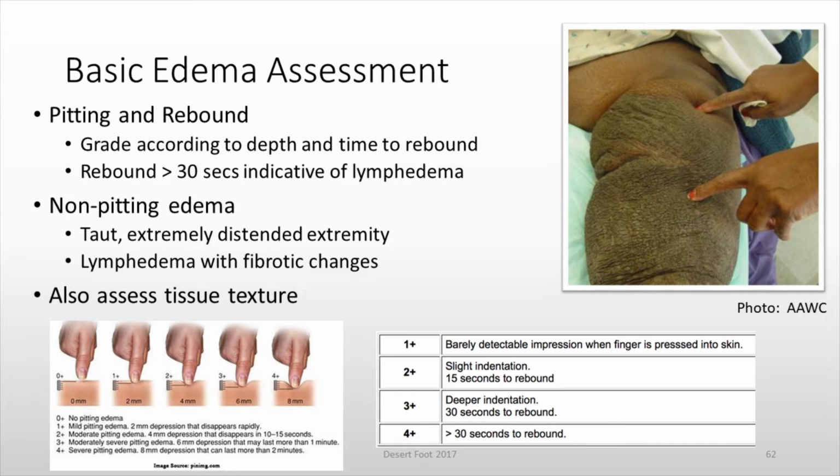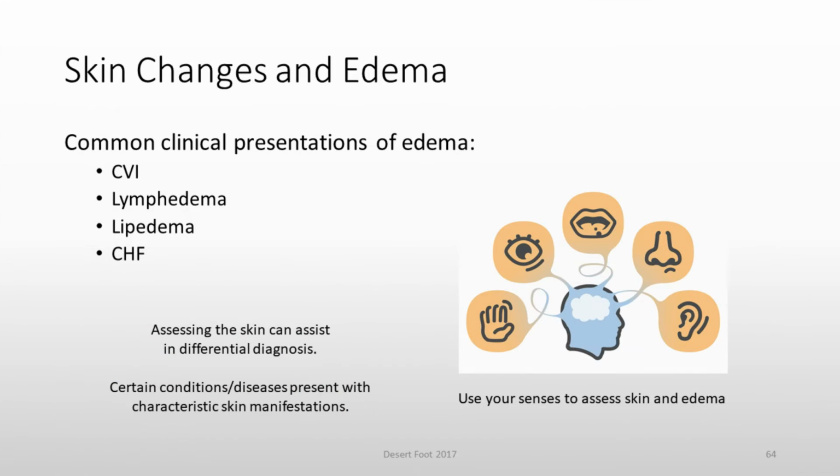So we want to really note how much pitting we do. Now, you're not going to sit there and measure this, right? It's clinical judgment. But we can use pitting scales because it's always good to try to quantify our information when we're doing our tests and measures. And so with skin changes, the most common forms of edema we see in clinical practice are venous insufficiency, lymphedema, lipedema, which we'll talk about, and congestive heart failure.